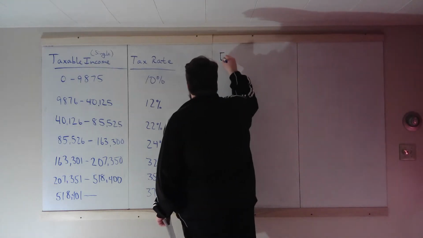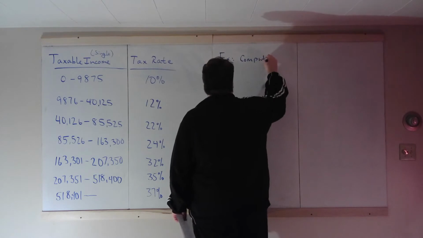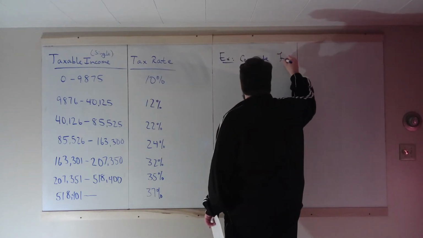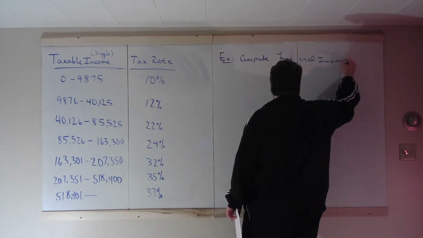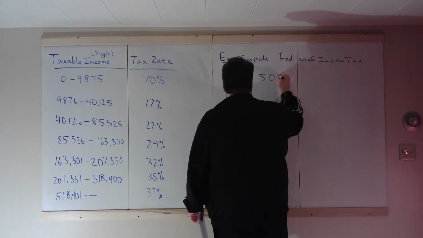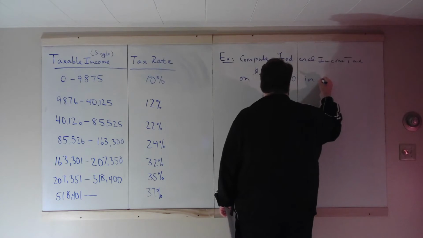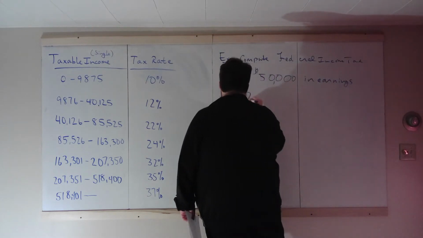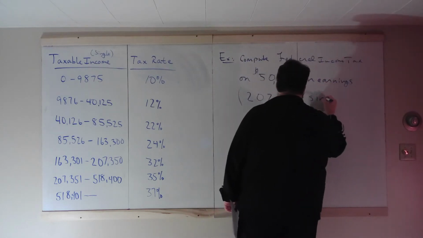So, example: compute, and in this computation I'll explain a little more about these. Compute federal income tax on $50,000 in earnings. And again, we're going to assume the year 2020, and we're going to assume that we're filing single.